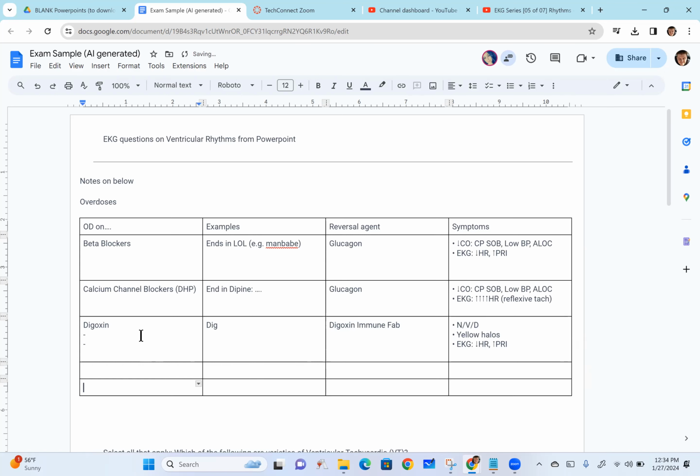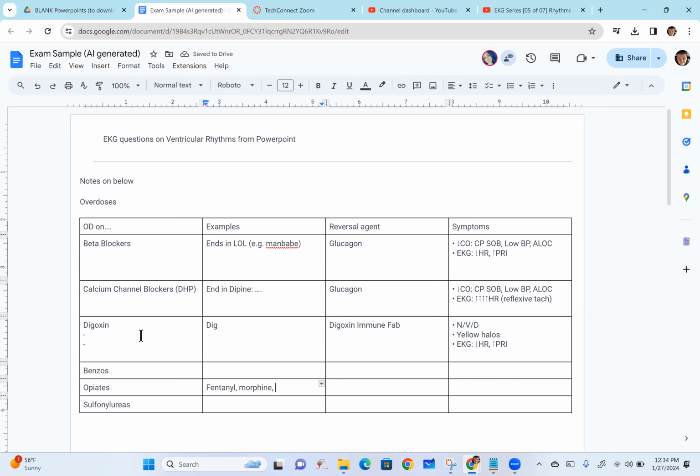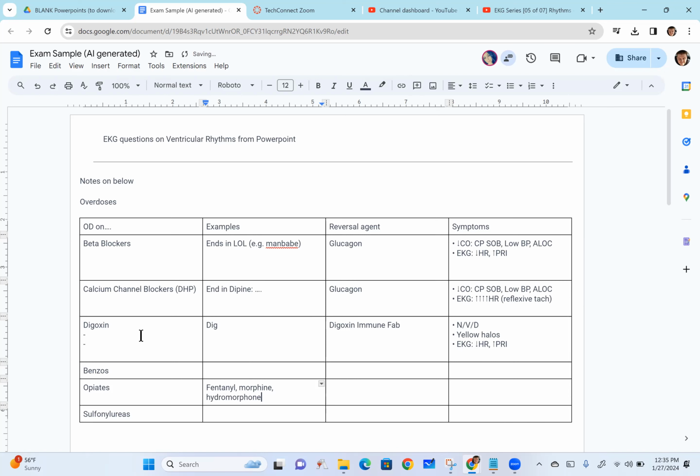So we talked about sulfonylureas, but what about these ones here? What are the other two agents we talked about for ABG? So benzos, right? And what's the other one? Opiates. And then some examples. What are some examples of opiates? Fentanyl is a generic name. Good. I heard a lot of brand names and street names. Morphine, right? What else? All right, so hydromorphone is Dilaudid, right? And you can put some other examples there.